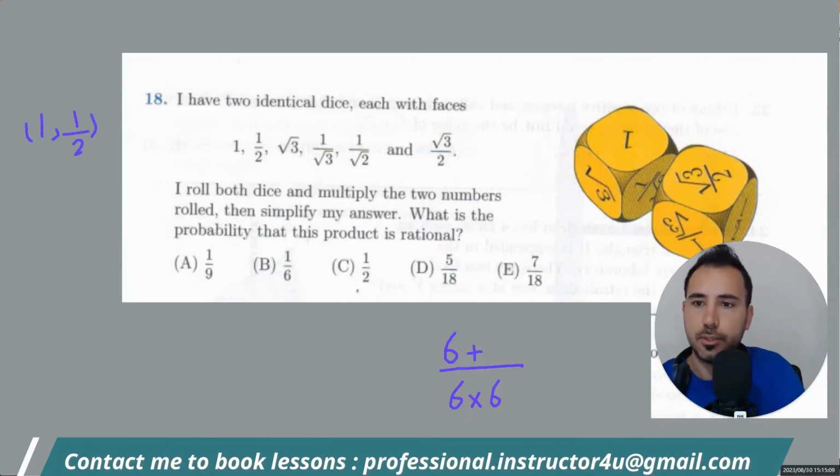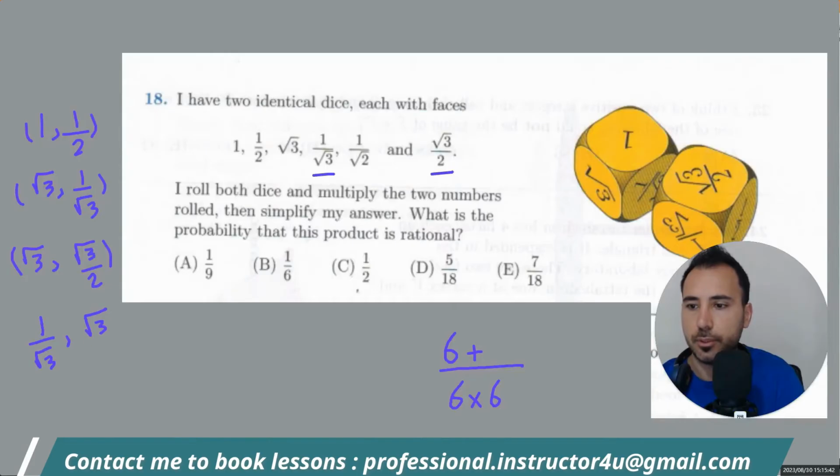Okay, what else makes it rational? Square root of 3 and 1 over square root of 3 is again another one. And the last one is square root of 3 and square root of 3 over 2, is again another one. Okay, and these two would be the last one. So 1 over square root of 3 over a square root of 3 over 2.